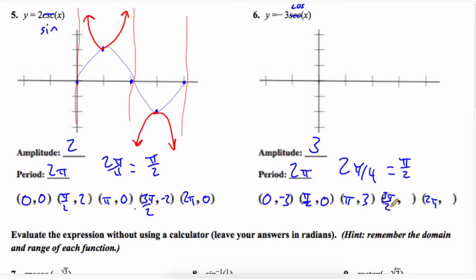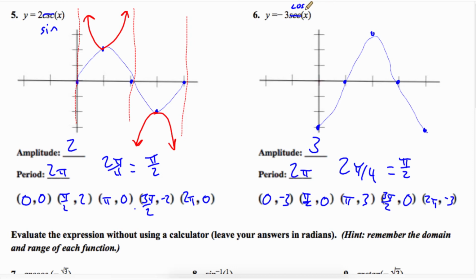At pi, we'll be up at 3. At 3 pi over 2, we'll be back down at 0. And at 2 pi, we'll be back down at negative 3. So I'm going to plot those 5 points out. And then if we draw in our cosine graph, we get something like that.